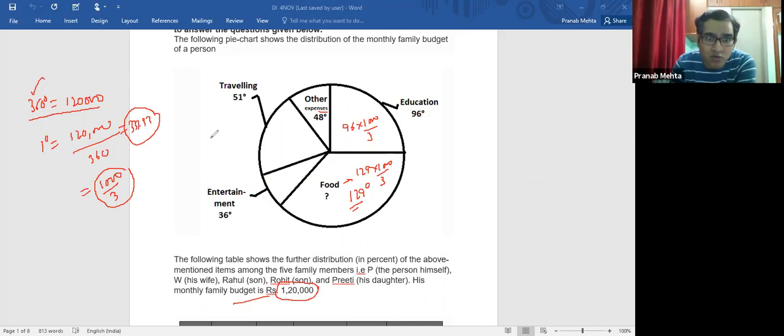So if I do this calculation, traveling I'll get 17,000 rupees. Now I'm changing the color so that it becomes easy. Others, I'm going to get 16,000 rupees. Then education, I'm getting 32,000 rupees. Then food, we are getting 43,000 rupees. Write it down somewhere so that we are able to do the calculation. And entertainment consists of 12,000 rupees.